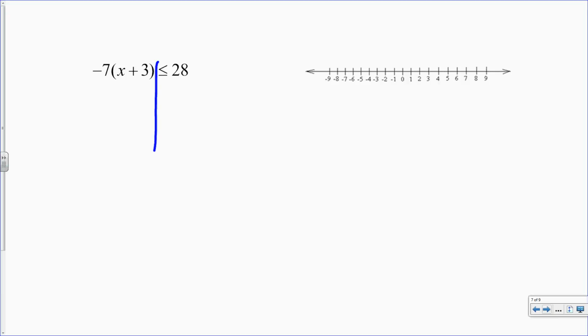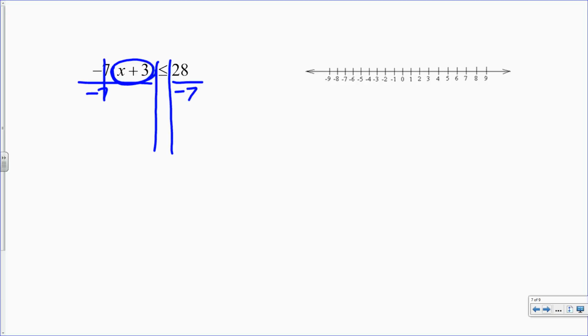Okay, this problem might look a little bit different because we've got some parentheses. Now you could distribute it through and then work out the problem, and that would work just fine. But I want you to see that really I've got my variable here that I need to get alone. And it's being multiplied by negative 7. So everything in the parentheses needs to get alone. So I'm going to divide first by negative 7.